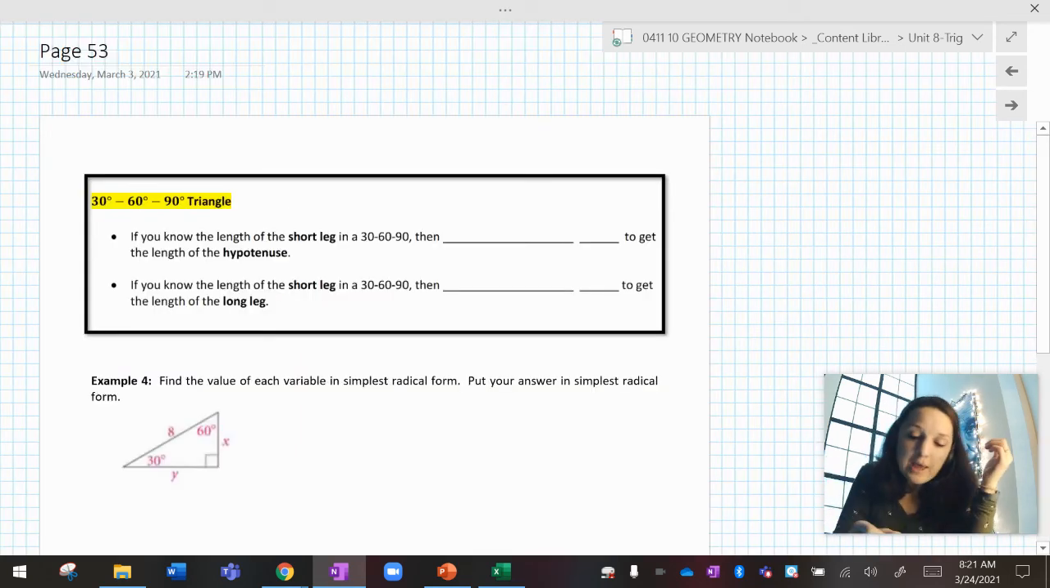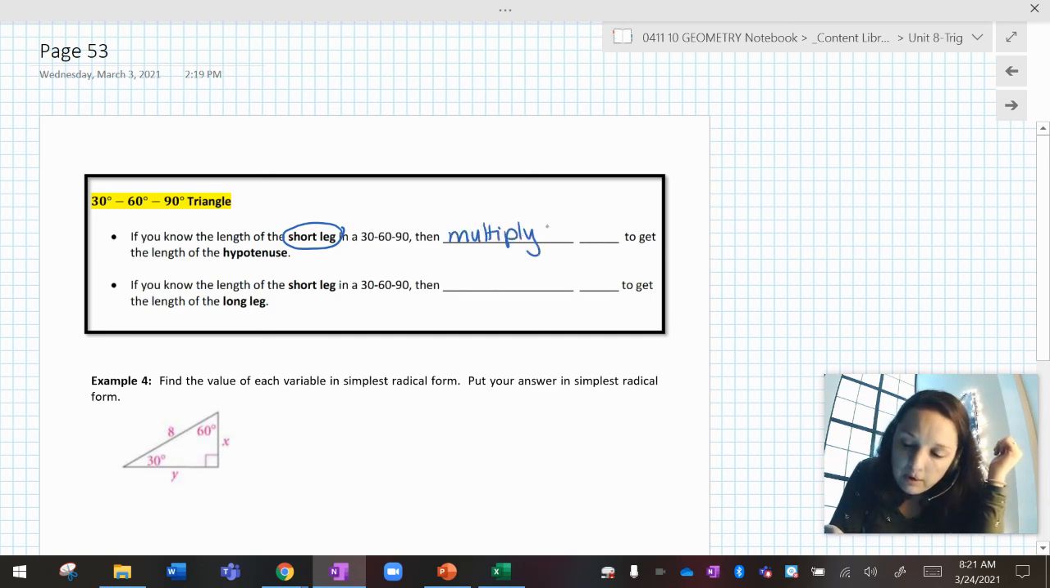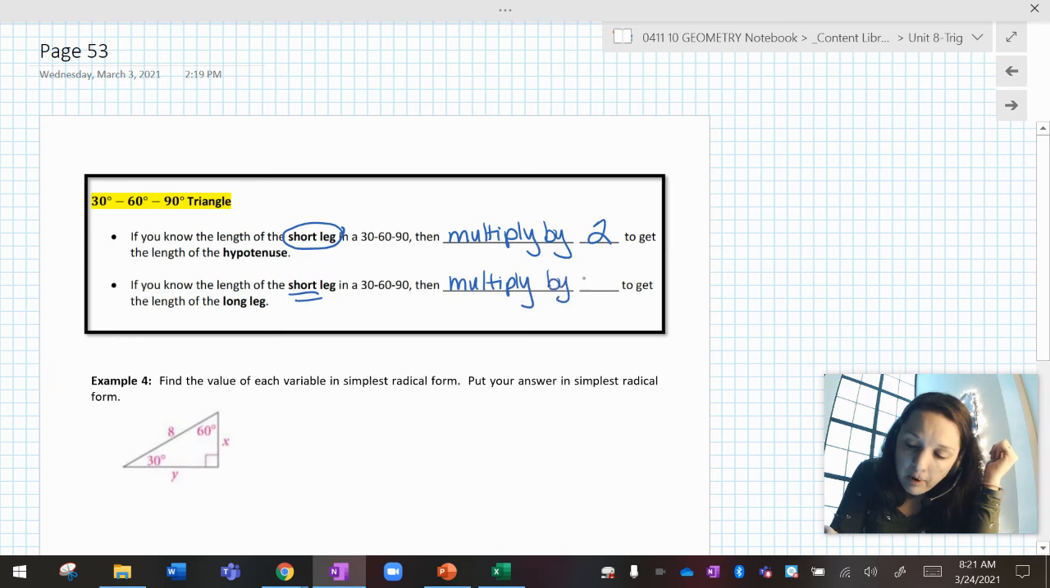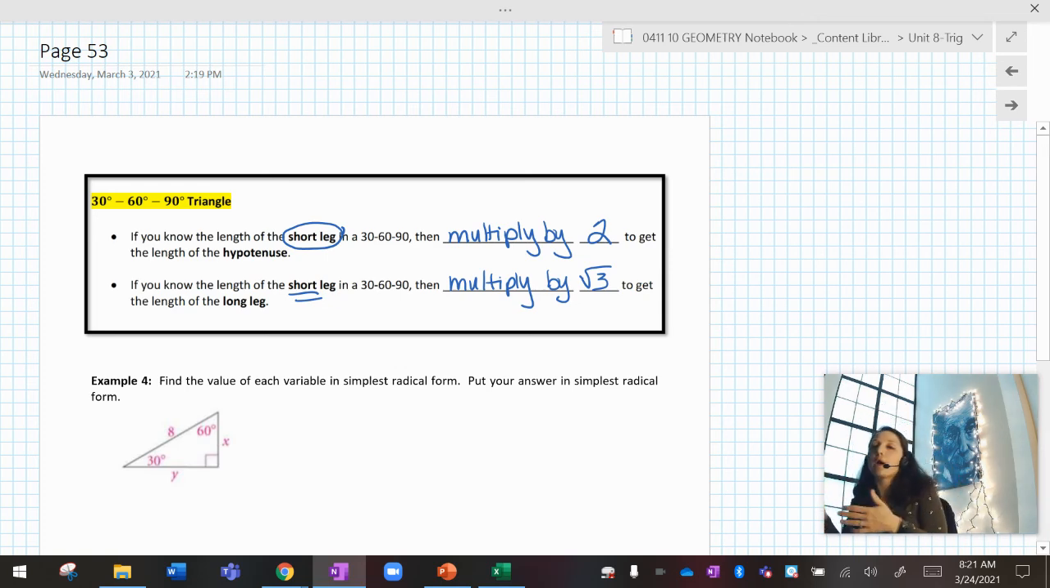Okay, let's bring it all together. If you know the length of a short leg in a 30, 60, 90, then you multiply by 2 to get the length of the hypotenuse. And if you know the short leg, then you multiply by root 3 to get the long leg. And those can be reversed. If you knew the hypotenuse, you would divide by 2 to get the short leg. If you know the long leg, you divide by root 3 to get the short leg. But the key here is the short leg is the linchpin. That short leg is what makes everything go together. Did I use that phrase appropriately? I'm not sure. The short leg is the keystone. Maybe that's a better analogy.